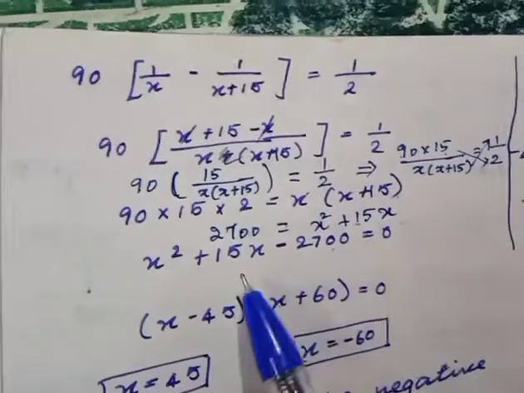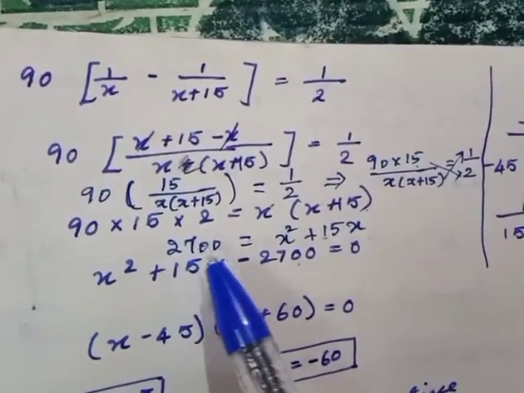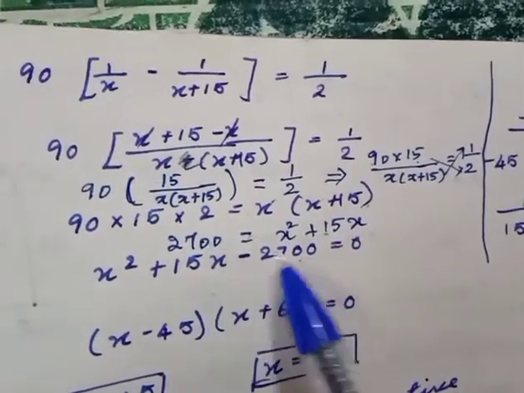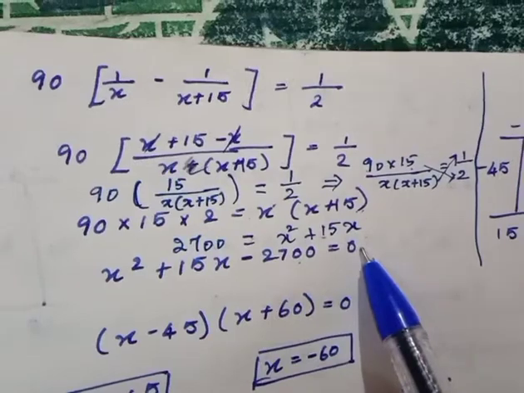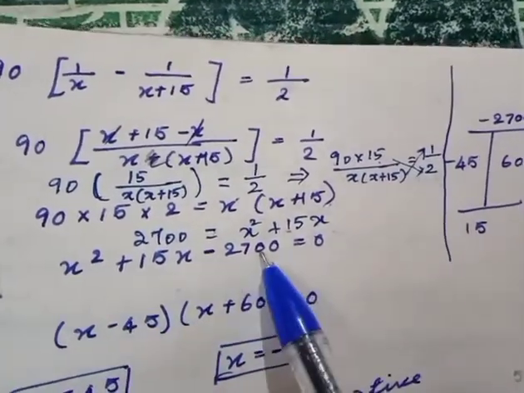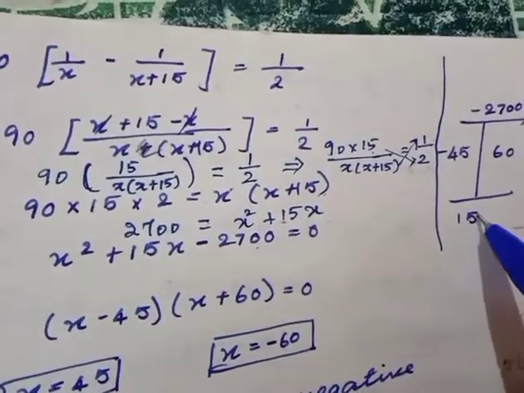So you have to arrange in a quadratic form. Transpose 2700 to the right hand side. So x square plus 15x minus 2700 is equal to 0. Now you have to find the factors for this quadratic equation. The product value is minus 2700, the adding value is 15.